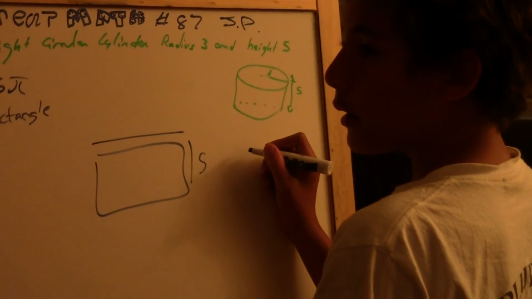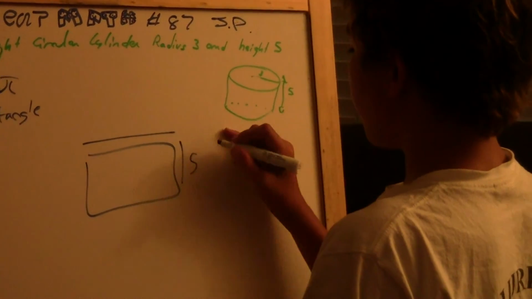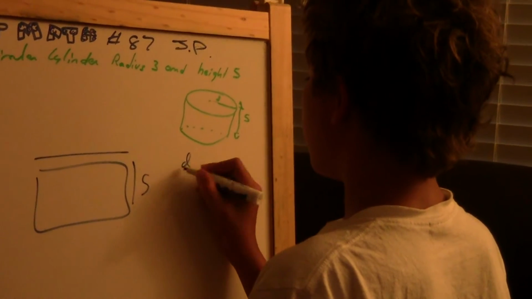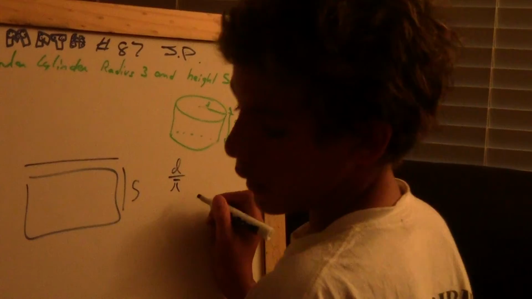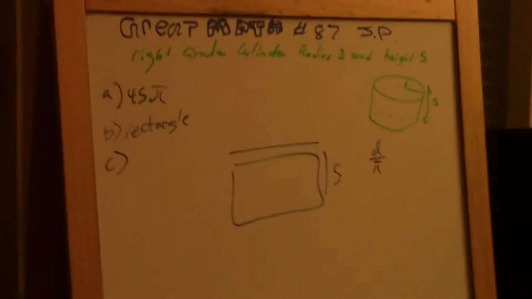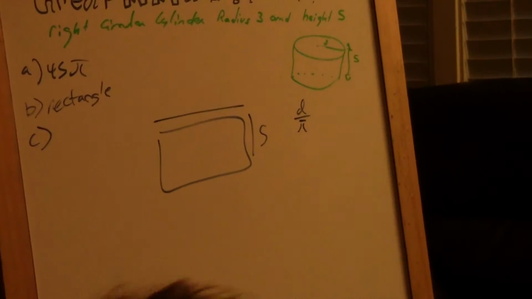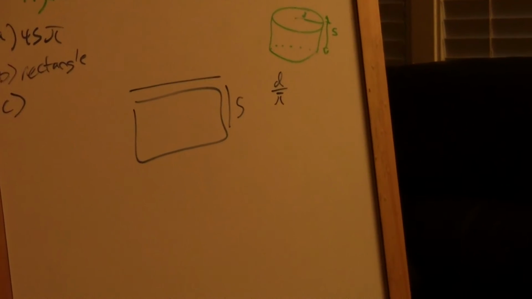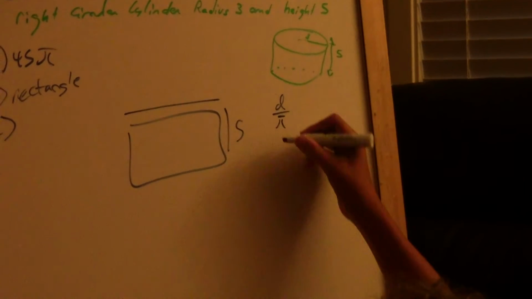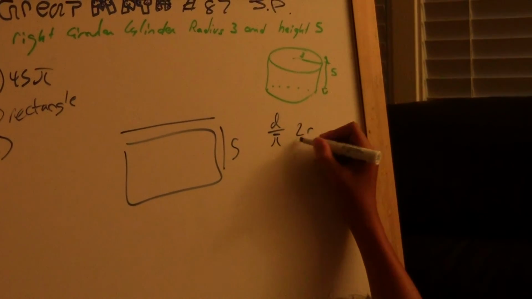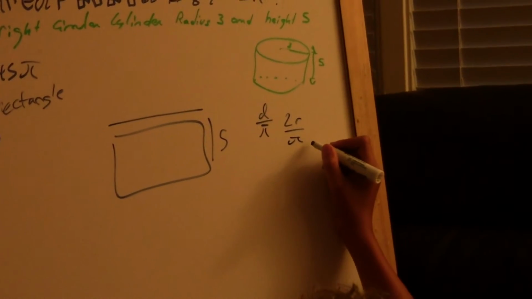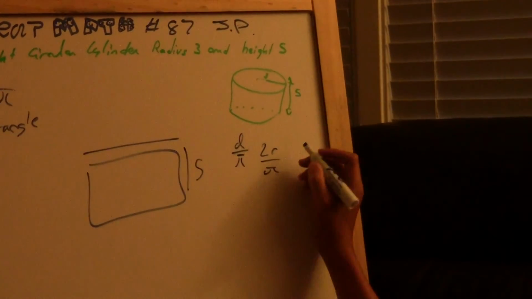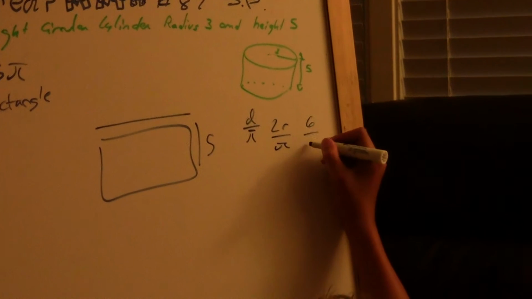So, how do we find the circumference? Now, it was d divided by pi, I believe. If I'm not mistaken, I think that is right. So it's the same thing as 2r divided by pi. And we know what r is. r is 3. So that is 6 divided by pi.